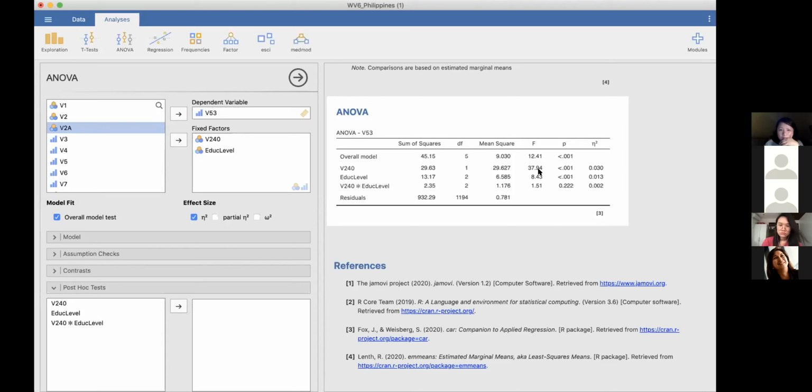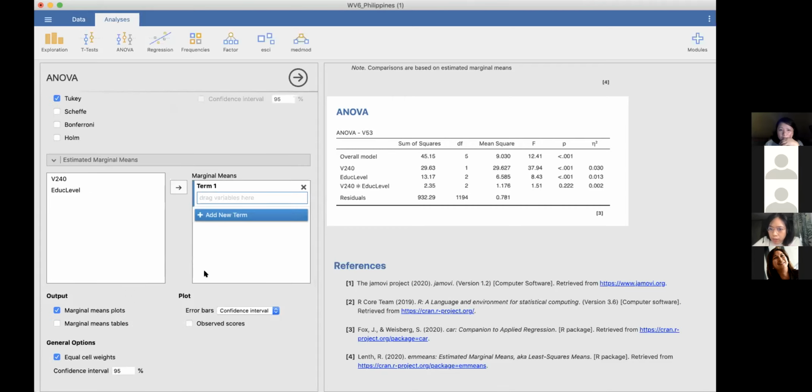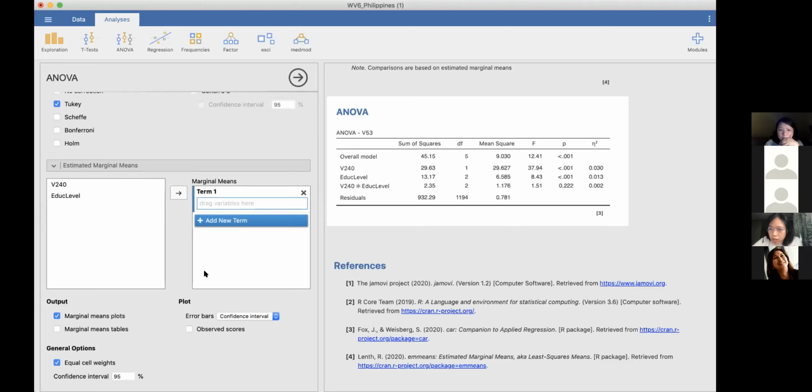So we take a look at the F and its significance. V240 is gender. Gender and education level are significant on their views that men make better business leaders than women. And what about the interaction?